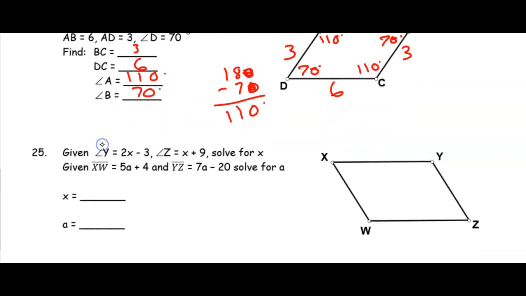Let's do the same stuff. Angle y is 2x minus 3. Okay, angle v is x plus 9. Solve for x. What else do we have? Okay, XW is 5a plus 4. YZ, across from it, is 7a minus 20.